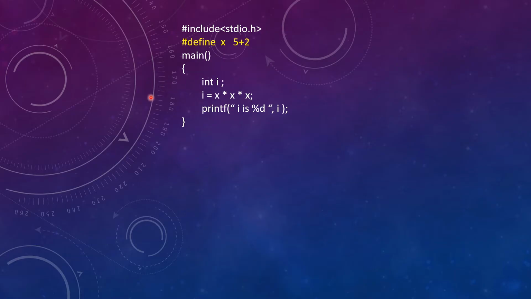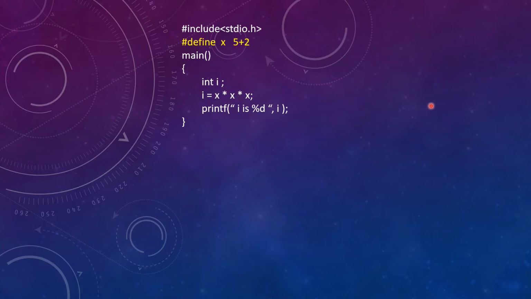I know what many of you must have done: you have just calculated 5 plus 2 is nothing but 7, which is right, and then you substituted the value of x here, means 7. So i equals 7 into 7 into 7, which is nothing but 343, right? And you must have got the answer as 343. But I must say that you are absolutely wrong, because macros are not meant to be evaluated.